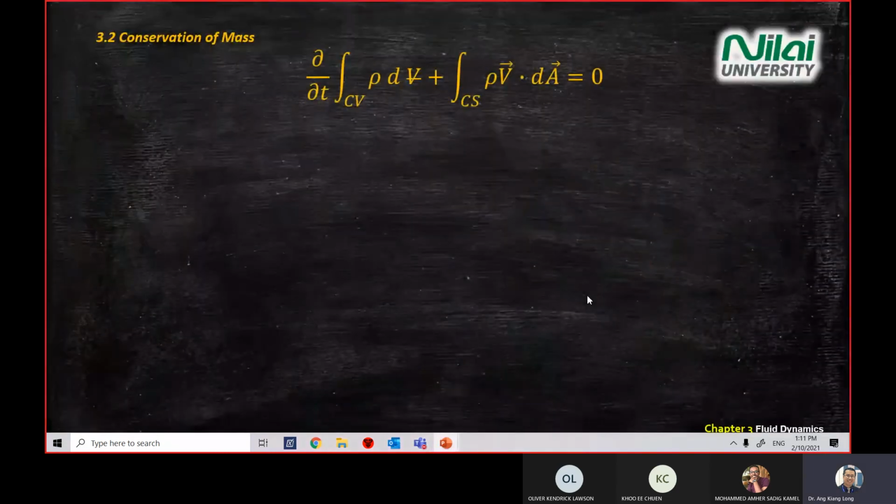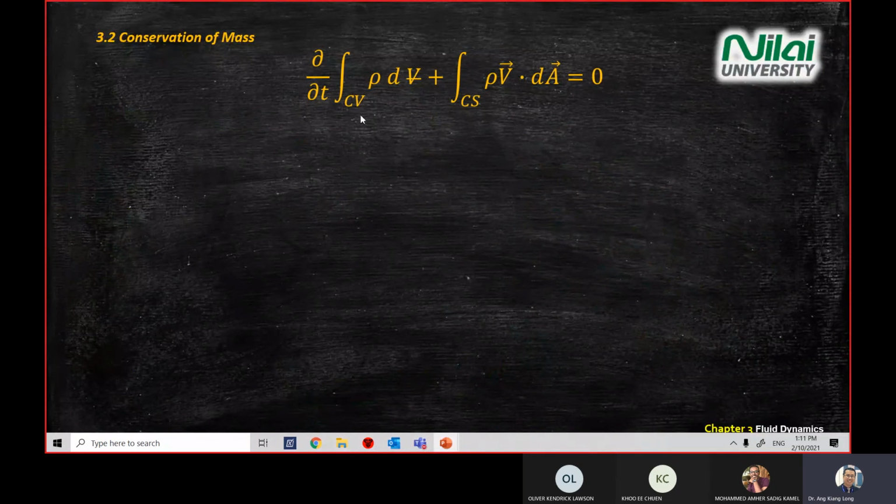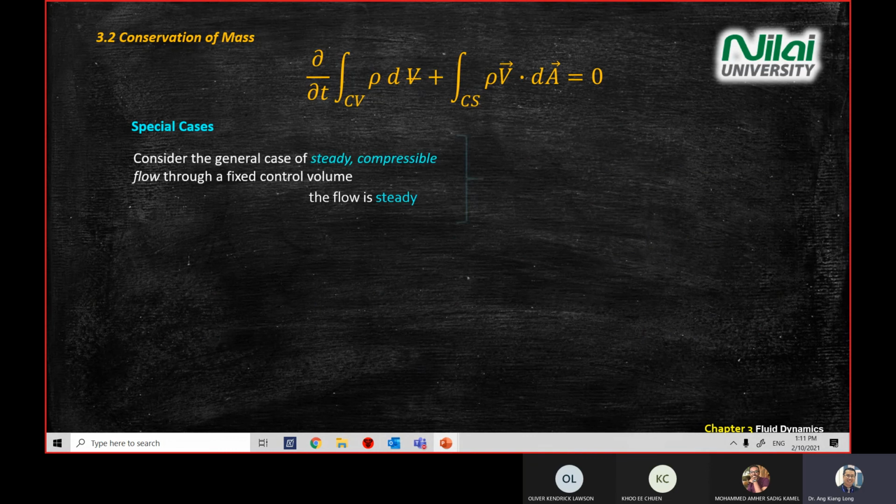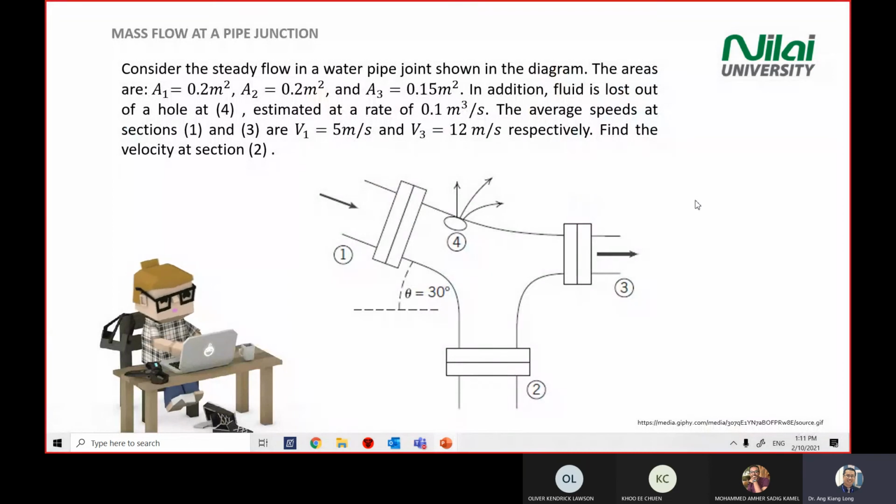Okay, so we have seen what the conservation of mass equation is. It consists of what happens in a control volume and what happens in a control surface. Then we consider two scenarios. One is incompressible, where we get this equation. And when we have a steady compressible flow, we get this equation. Let's look at one tutorial question.